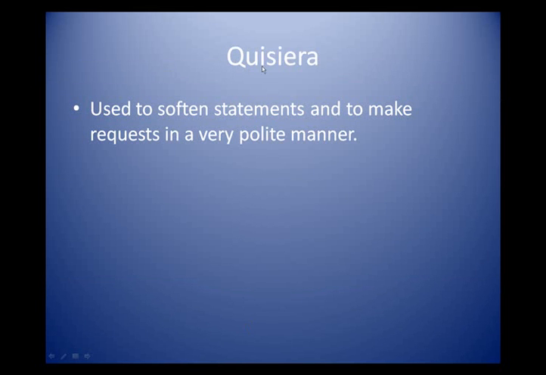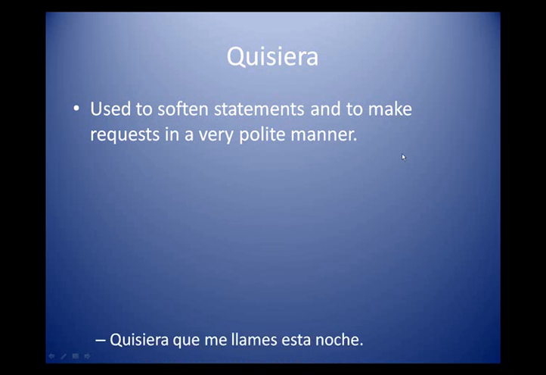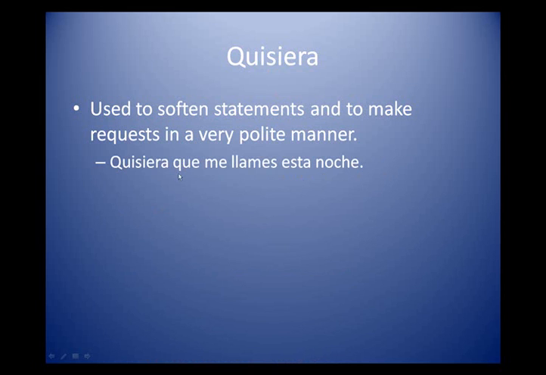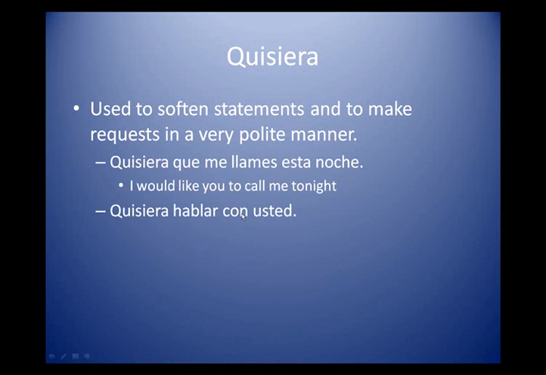Quisiera is an interesting verb. It comes from querer, to want, but it's often used in the past subjunctive kind of willy-nilly in all sorts of different places. But it's used to soften commands or to make requests. And it's used when you want to increase the amount of politeness that you use. So, quisiera que me llames esta noche. I wanted that you call me tonight. Okay, so quisiera. Quisiera hablar con usted. I would like to speak with you. Right? So you throw it in there to make your statements more polite.